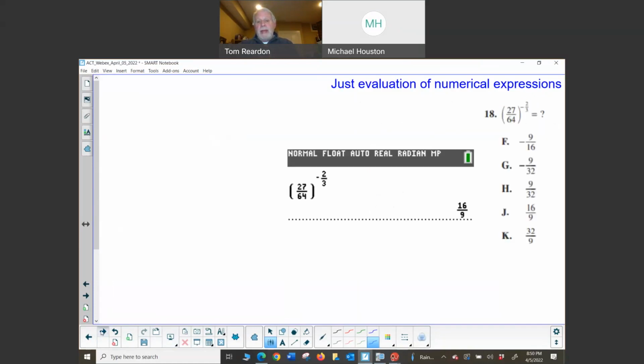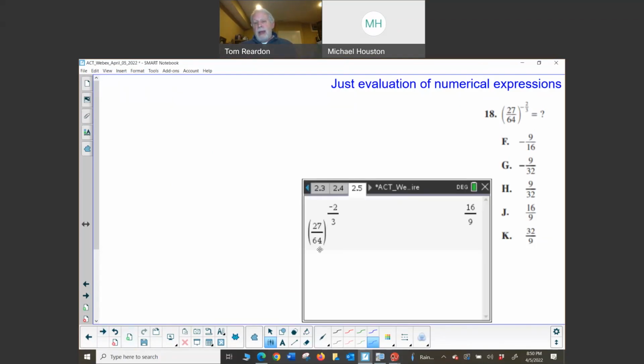So on this one, on the 84, this is what it would look like. You just type it as you see it again. Notice how many fraction keys are floating on this test. Just too many. And on the Nspire, it's also very similar, and you get the answer as a fraction.